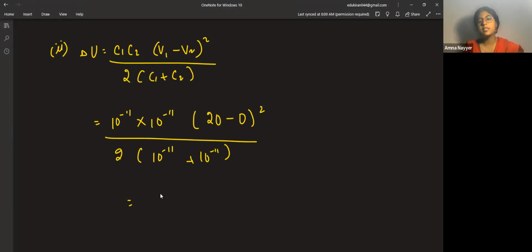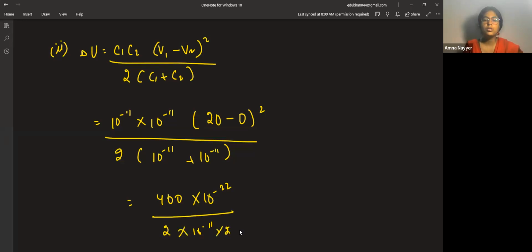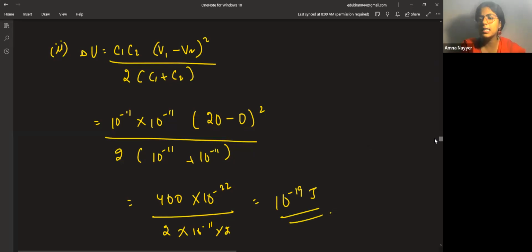So this becomes 400 into 10 to the power minus 22. This is again 2 into 10 to the power 11 into 2. So this becomes 4, that becomes 100. So 10 to the power 2 minus 22 plus 11, 9, minus 9. So this is 10 to the power minus 9. That's the answer. All right, so formula based question it is, it's a revision.